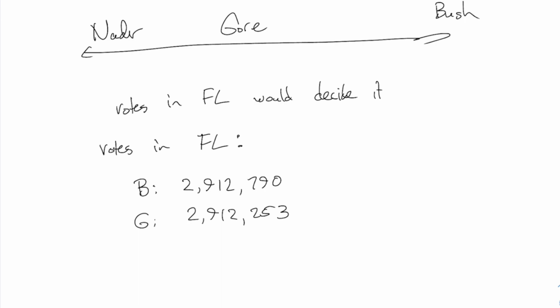One thing that they disagreed about was if the person poked the chad, but the chad didn't fully detach from the paper, like it was still hanging there, that's called a hanging chad. And they realized that if we count the hanging chads, then maybe Bush will win. But if we say those are illegal because it wasn't a valid vote, because you didn't poke the chad, then the other guy's going to win.